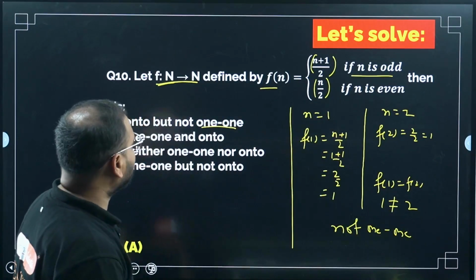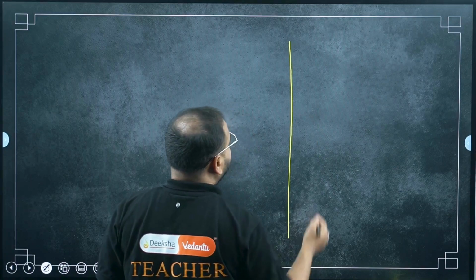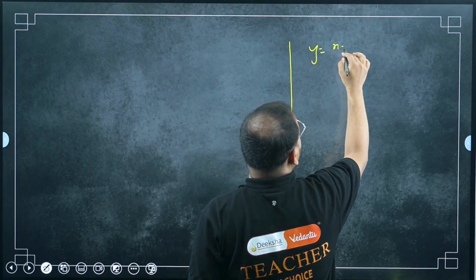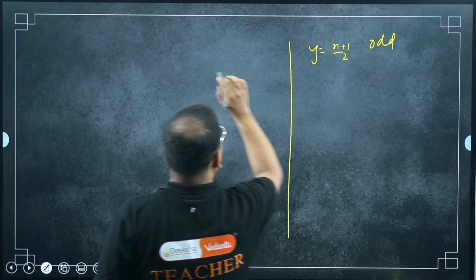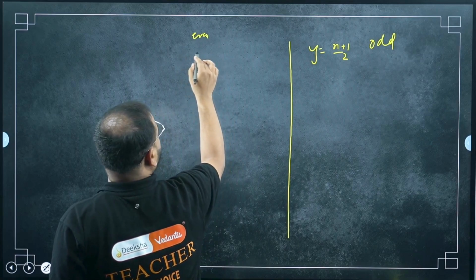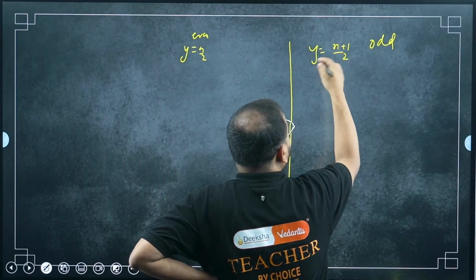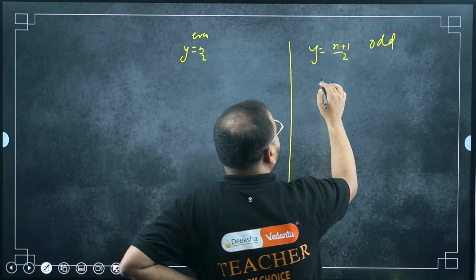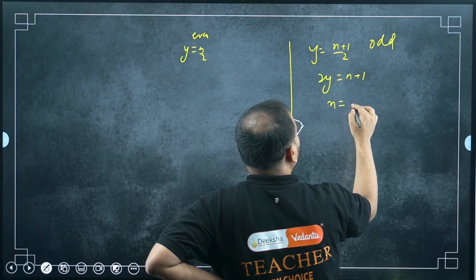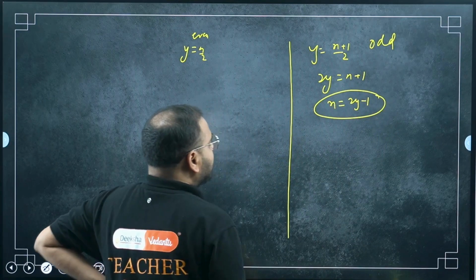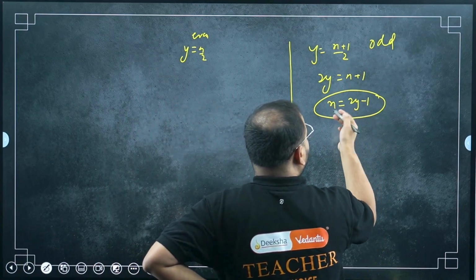What about onto? Check here. For onto, what is the function given? One function is y equals (n plus 1) by 2, when n is odd, and for even it is given as y equals n by 2. Let's check here. If I solve for n, we are basically interchanging the domain and range, so the subject will change. So 2y equals n plus 1. Now check here, n equals 2y minus 1. Now see, if y is natural, this will also be a natural number.